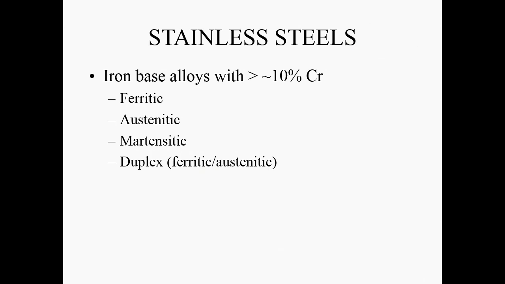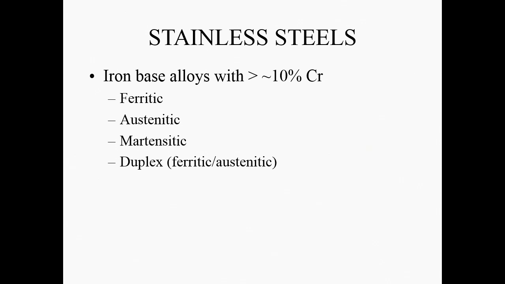So what is a stainless steel? Well, it's an iron-based alloy, so it's like the carbon steel that we talked about, except there is more than 10% chromium added. 10%-ish, could be 8 or 9% in some particular compositions. And there are 4 main types of stainless steel: ferritic, austenitic, martensitic, and duplex, which is a mixture of ferritic and austenitic components. So you can see they're all based on the main phases that are present in the phase diagram and can be produced by rapid cooling.